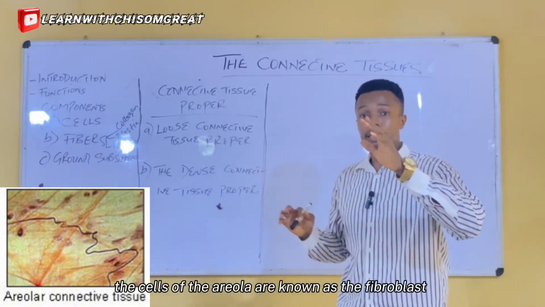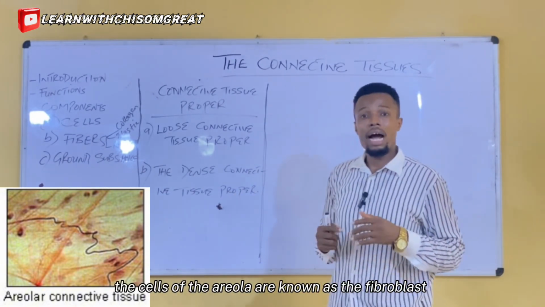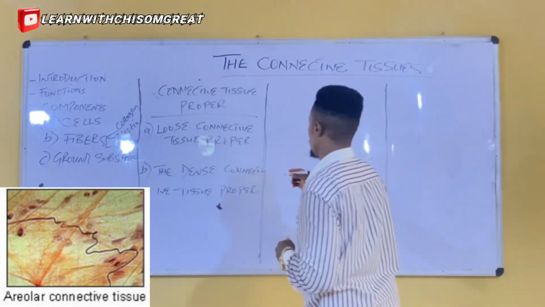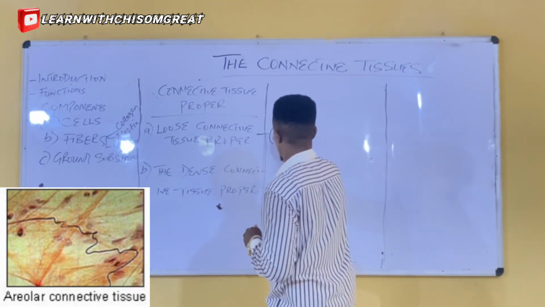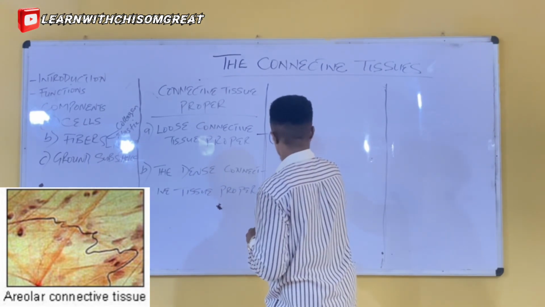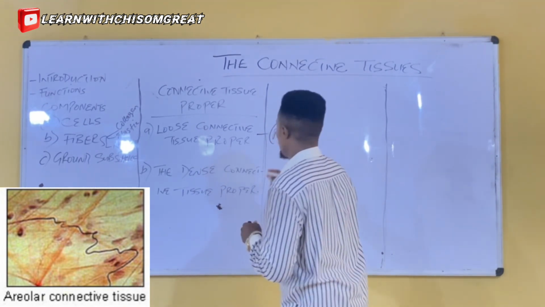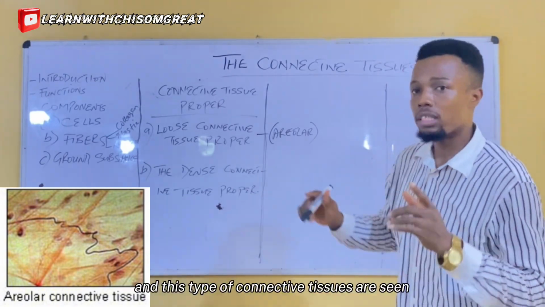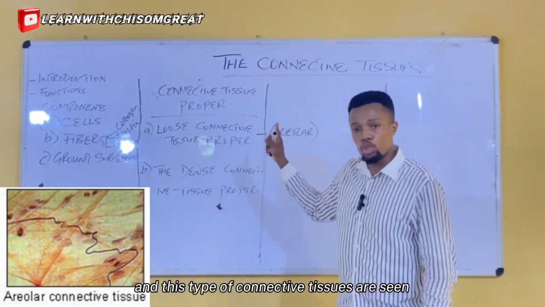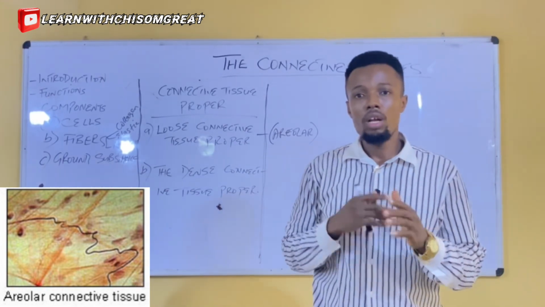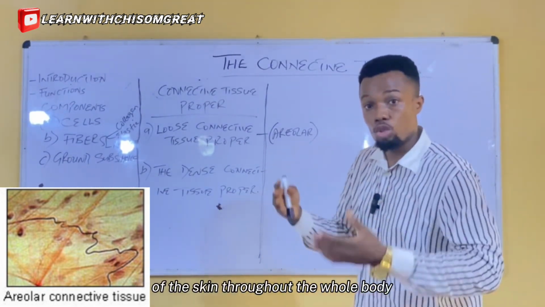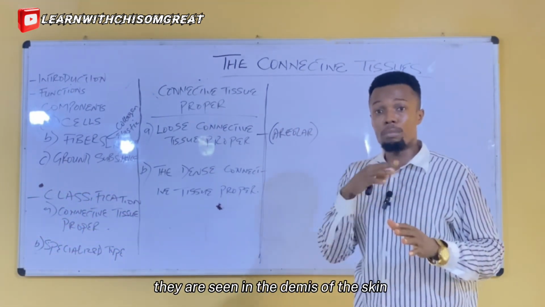Now, the cells of the areolar are known as the fibroblasts. And this type of connective tissue is seen in the dermis of the skin throughout the whole body.